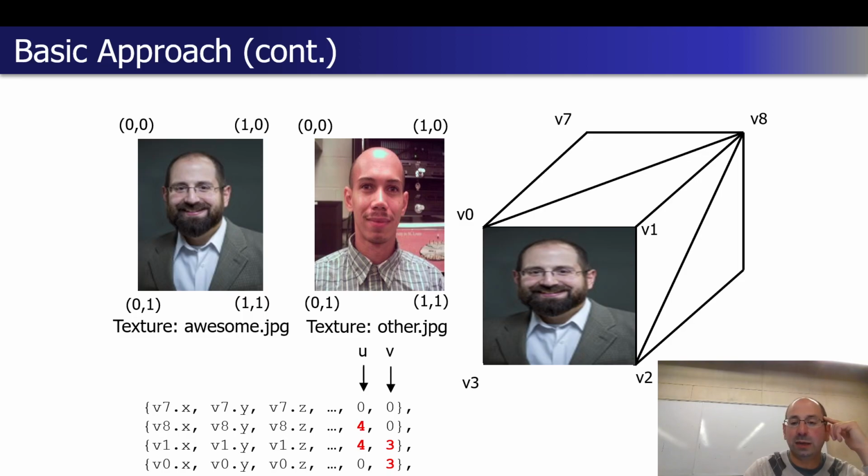So here's other.jpg. If, for instance, we now are specifying the top rectangle of our cube, our top quad, so that's V7, V8, V1, V0. And for UV, we're specifying 0, 0 to start with, so that's our upper left. Then for V8, we're specifying 4, 0, 4, 3, and 0, 3. I don't expect you to necessarily know this. What do we think is going to happen? The answer is it depends on some other parameters, but in general, what will happen for this?